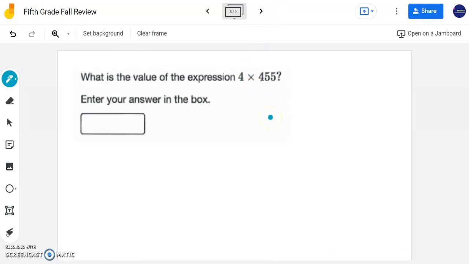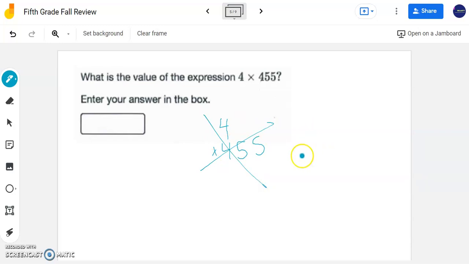For this problem here, it says, what is the value of the expression 4 times 455? Also, enter your answer in the box. Now, typically when we rewrite these expressions, we usually just write it in the order it was given to us. You see 4 first, then you might write 455 next. But in this case, if you did that, your problem would look a little funky. If I wrote 4 times 455, that looks a little crazy.